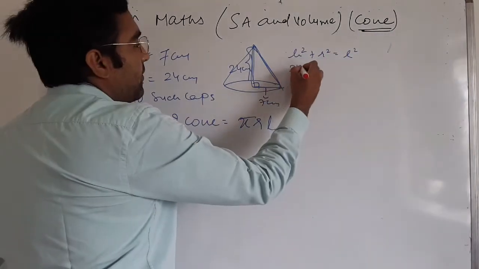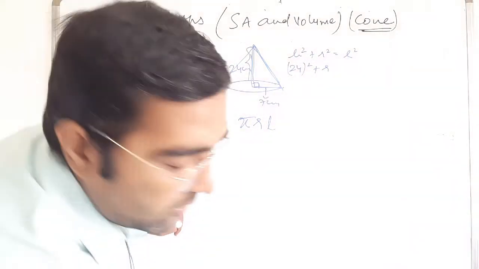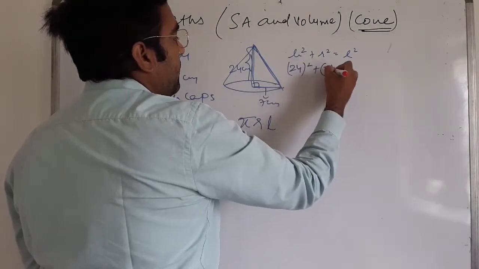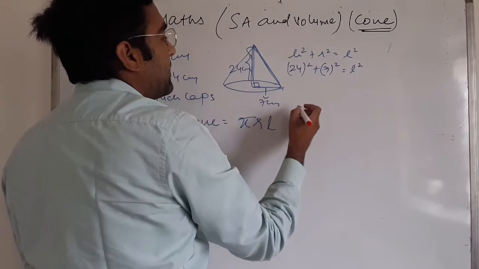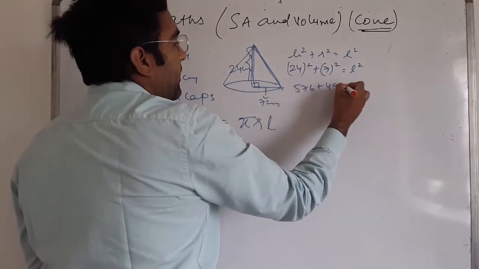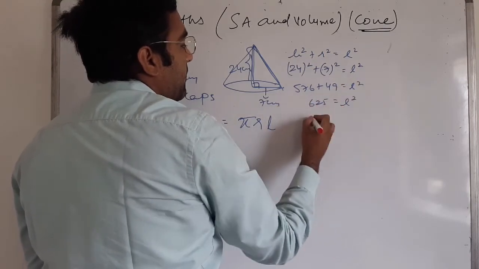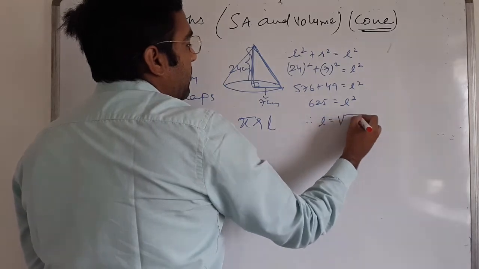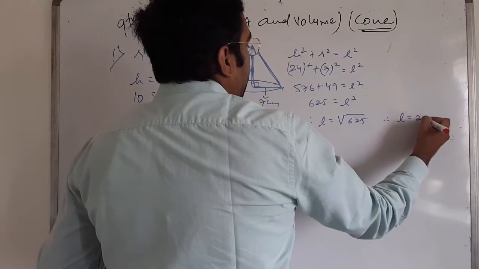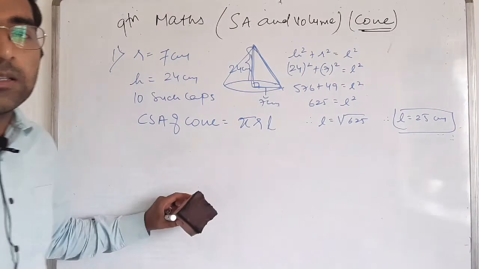So h is 24 square plus the radius 7 square equals L square. 24 square is 576 plus 7 square is 49 equals L square. Therefore 625 equals L square, so my slant height is the square root of 625. Therefore my slant height is 25 centimeter.